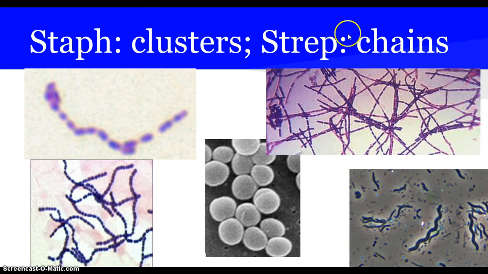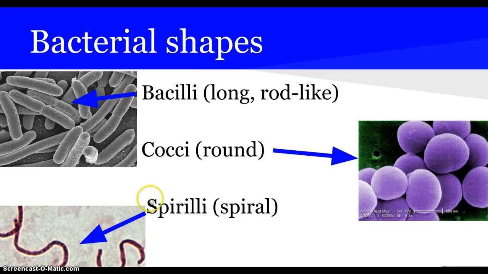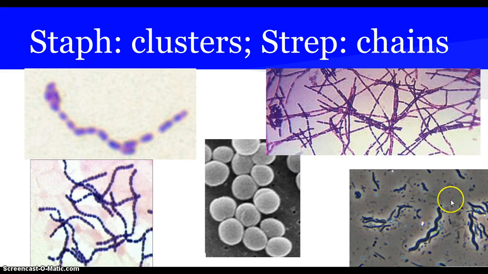Next up, you can have two different arrangements of the different kinds of shapes. So you can have staph, which would be a cluster. So these are staph because they're clustered together, and then they're cocci because they are round. So this would be staphylococcus. Or you can have strep, which would be chains. So if you look at these guys, these are bacilli, and they're in a chain formation. So that would be streptobacilli. So again, bacilli, cocci, spirilli. So if you're looking at this, this would be a staphylospirilli because it's clusters of spiral organisms.